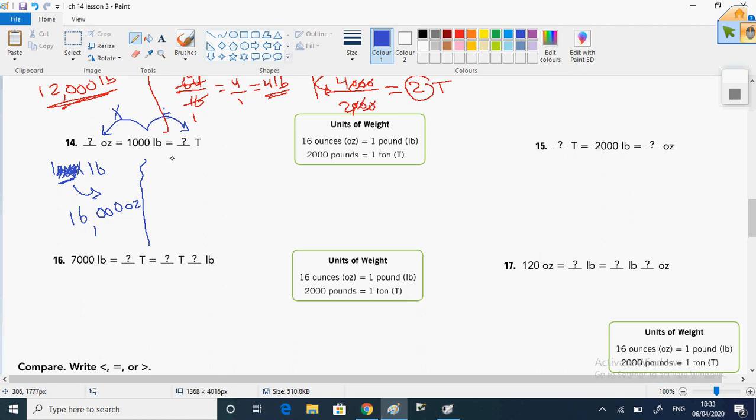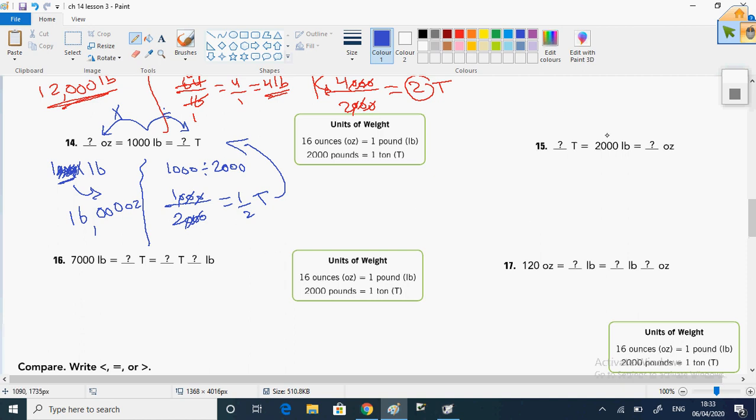1000 to ton, I can say 1000 divided by 2000. 1000 over 2000, cross the zeros. 1 over 2, it's half ton. Okay?